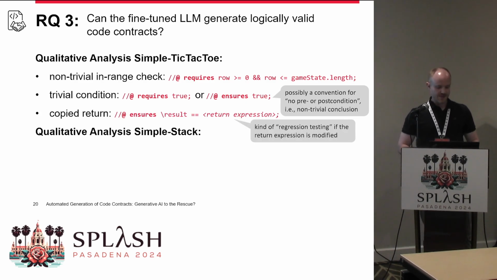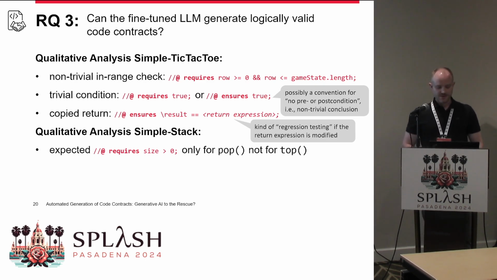In some cases, we also simply saw that it copies the return statement, and in JML there's this special syntax, \result, and it just compares them, which doesn't make much sense or isn't very helpful in the first place. In defense of the model, we could say, yeah, maybe it could be a kind of regression testing. If I later on, for example, refactor the return, then I could check if it's still valid here.